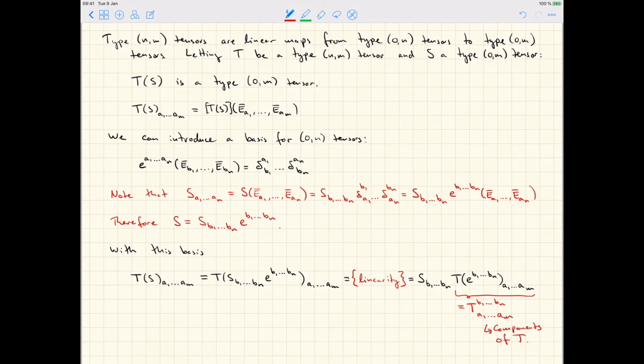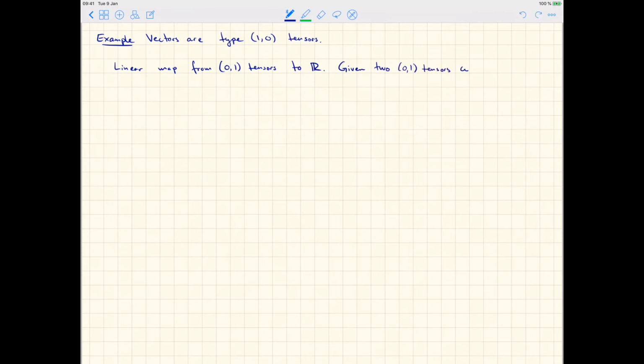As an example, let's look at vectors and see that they can actually also be seen as type (1,0) tensors. By definition, a type (1,0) tensor should be a linear map from (0,1) tensors to the real numbers. Given two different type (0,1) tensors, omega_1 and omega_2, they are maps from vectors to the real numbers. Their sum is defined as omega_1 plus omega_2 acting on a vector v being equal to omega_1 acting on v plus omega_2 acting on v. The multiplication of omega_1 by a scalar k is defined as k multiplying omega_1 acting on v.